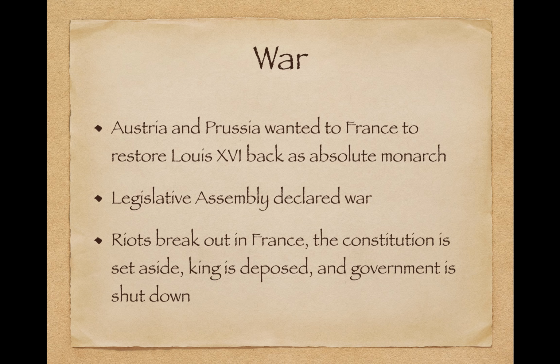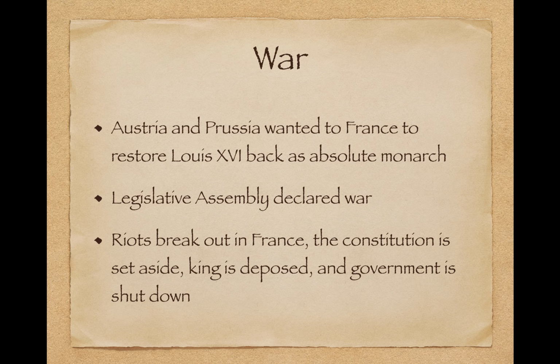So as all of this is going on in France, the countries that border and surround France start to freak out a little bit. They're starting to get a little anxious. They're starting to get a little nervous because those countries, like Austria, like Prussia, are also ruled by an absolute monarch.